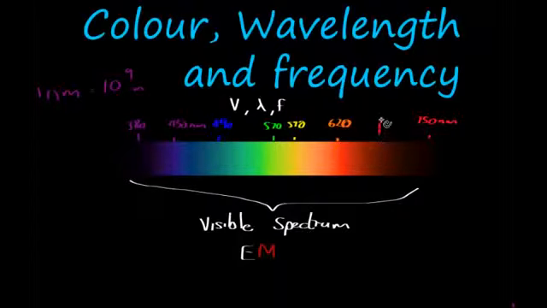Okay, so here we have red, orange, yellow. After yellow we have green. After green we have blue. And after blue we have violet.